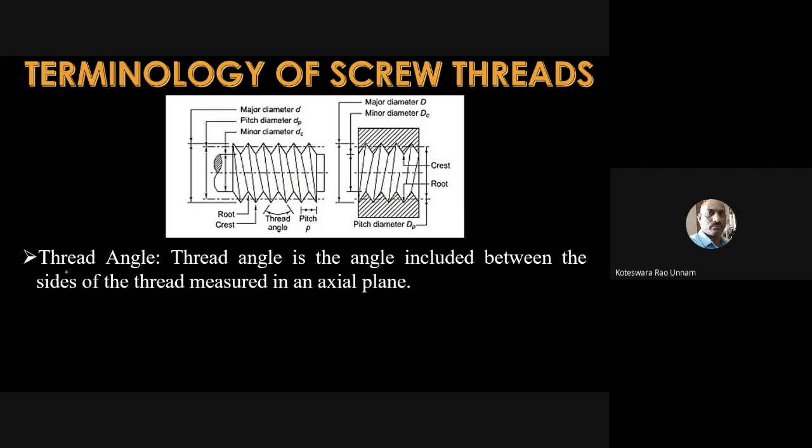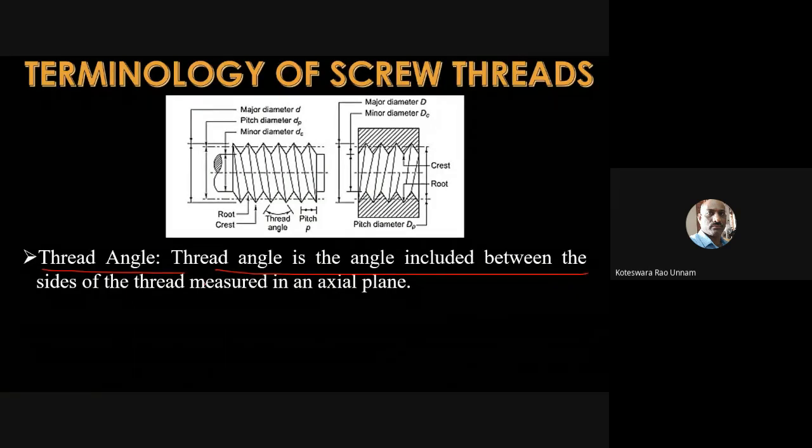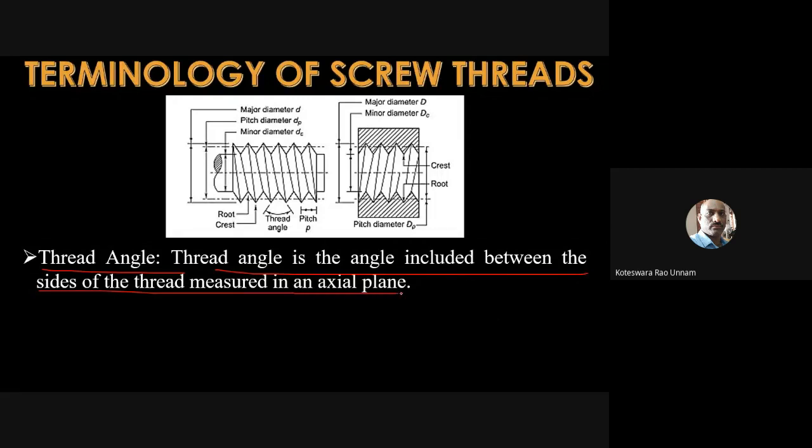Then the next definition is thread angle. Thread angle is the angle included between the sides of a thread measured in an axial plane. Now you can see here, this is the angle of the thread. We know different types of thread profiles are there, and for different types of thread profiles, the thread angle is also different.